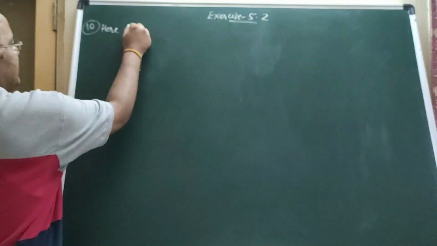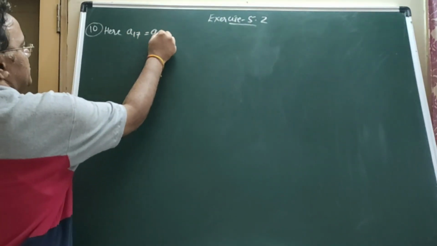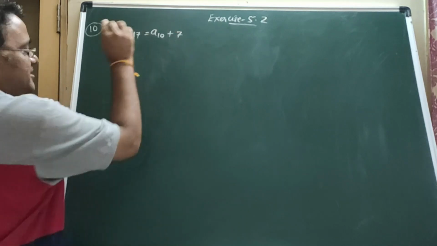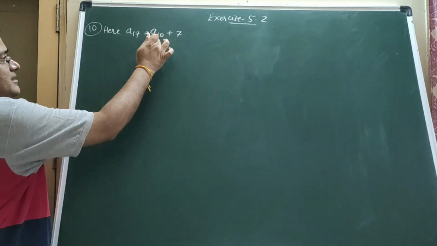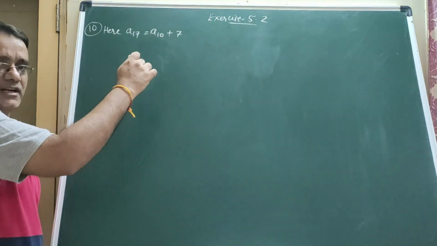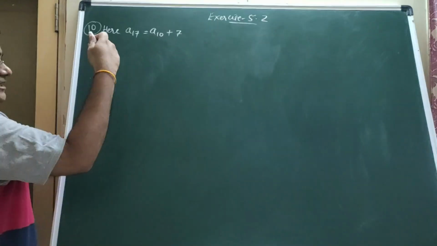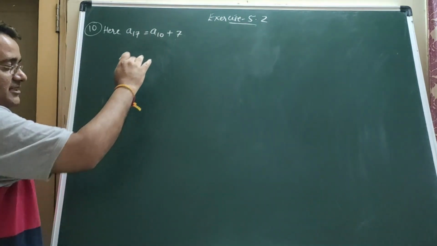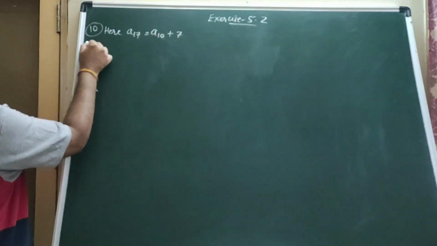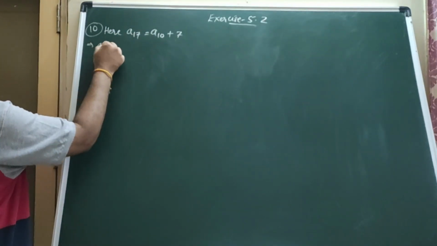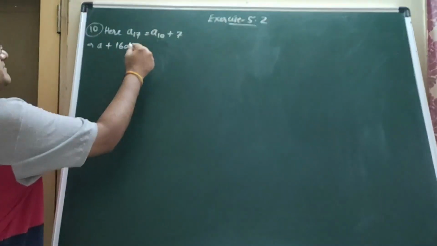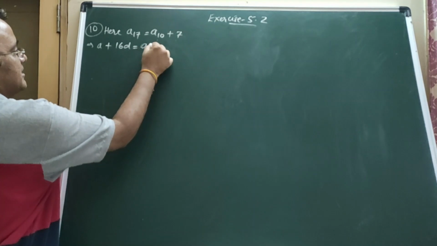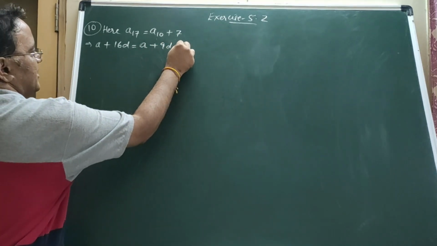So A17 is equals to A10 plus 7. Whether this is clear? 17th term exceeds मतलब A10, 10th term by 7. 10th term से 7 ज्यादा है. Now how will you write A17? A plus 16D. How will you write A10? A plus 9D plus 7.